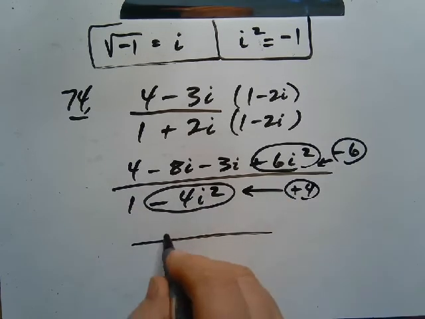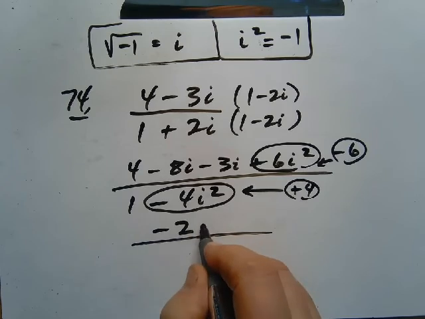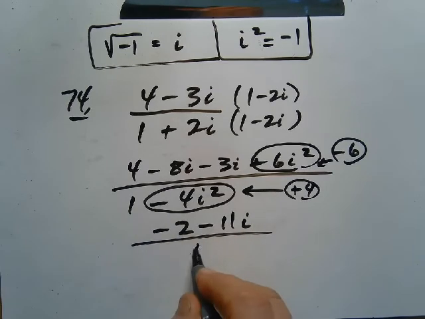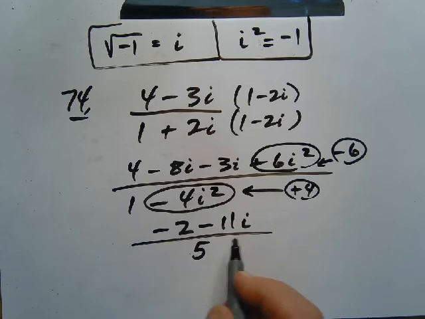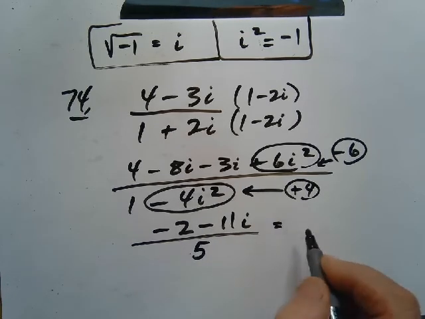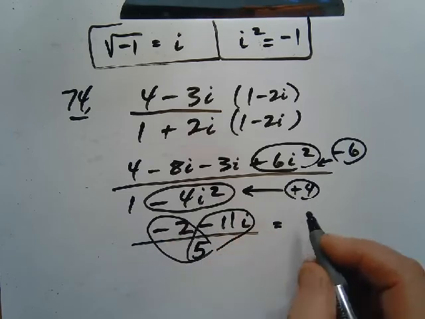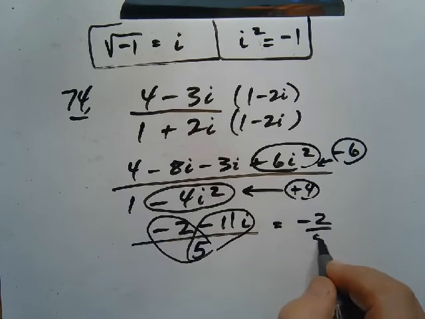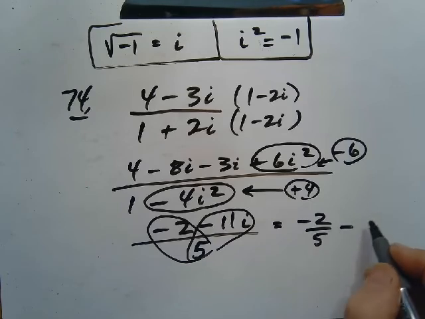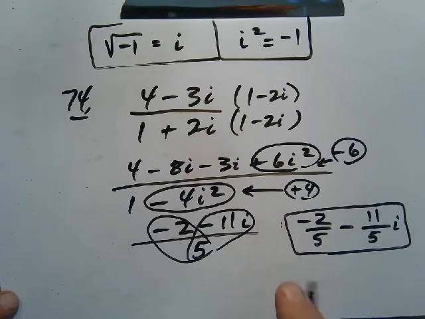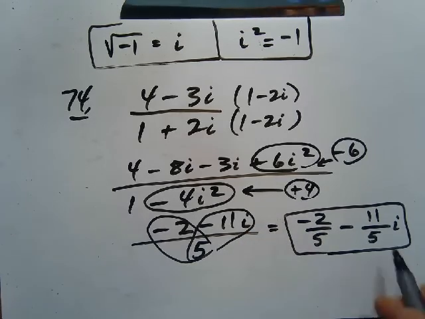So I get 4 minus 6 is a negative 2 on the top, minus 11i. All over 4 plus 1 is 5. So this would be your answer. However, your book wants to write it where we split these up. Let's split this thing up so we got both parts separated. Negative 2/5 minus 11/5 i. That's the way we usually write these, is we split up the real part and the imaginary part.